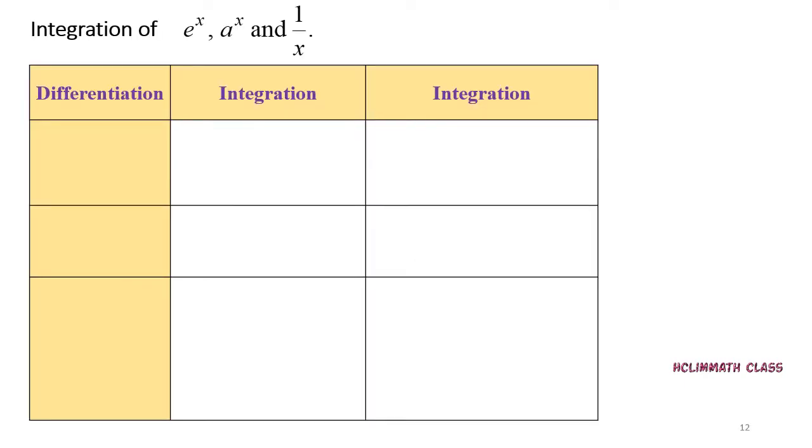Now we proceed to the integration of the exponential forms e to the power x or a to the power x, and the term 1 over x. If you still remember, during differentiation, you differentiate e power x, you will get e power x. Therefore, the integration of e to the power x dx, you will get back e to the power x plus c. And if you have e power ax plus b dx, you are going to have e power ax plus b over a.